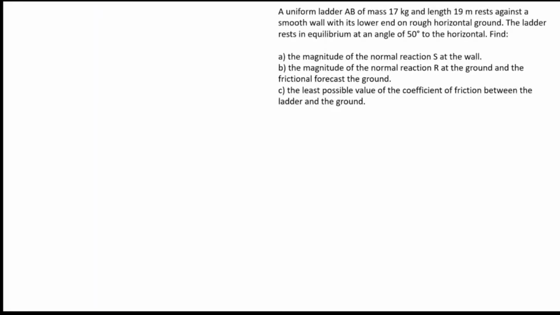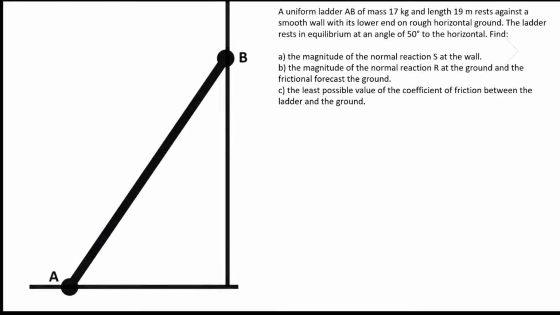So we have a ladder question, and we've been told that a uniform ladder AB of mass 17 kilograms and length 18 meters rests against a smooth wall with its lower end on rough horizontal ground. There's a lot of information already in that first sentence. So let's just start with our diagram. AB, that's the ladder. It's resting on rough ground. So straight away I can put in my reaction force and I know that there's going to be some friction.